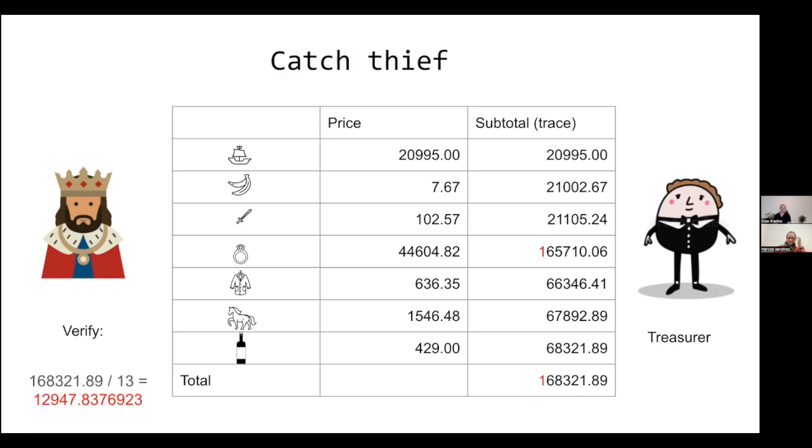Now, how does the king catch this thief? Let's take the example we just discussed a couple of minutes ago. The treasurer doesn't know anything, and so the treasurer adds this digit 1 in front of the ring price. Magically, the total becomes almost 3 times more. But then the king tries to verify, tries to divide, and the division does not have an even number of cents. So the treasurer is beheaded.